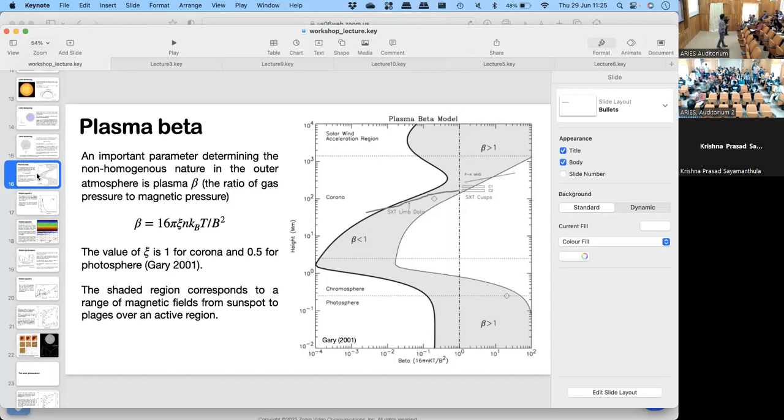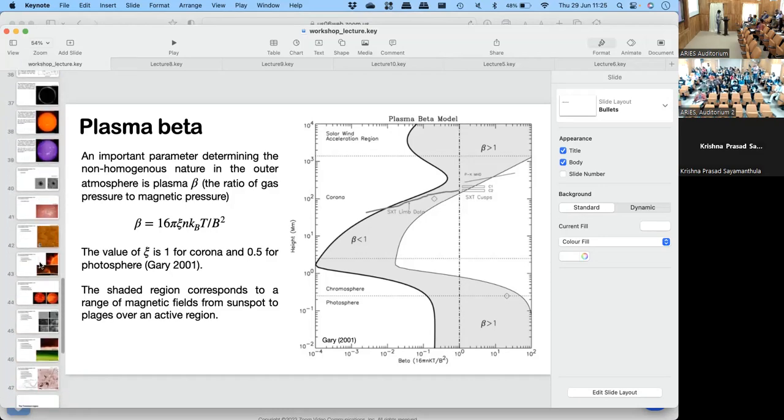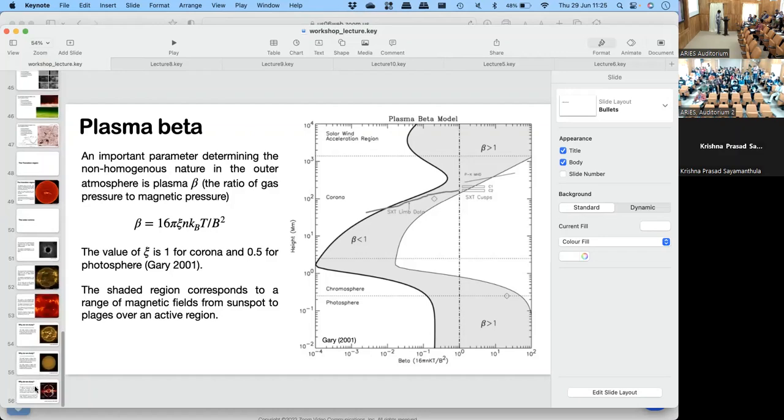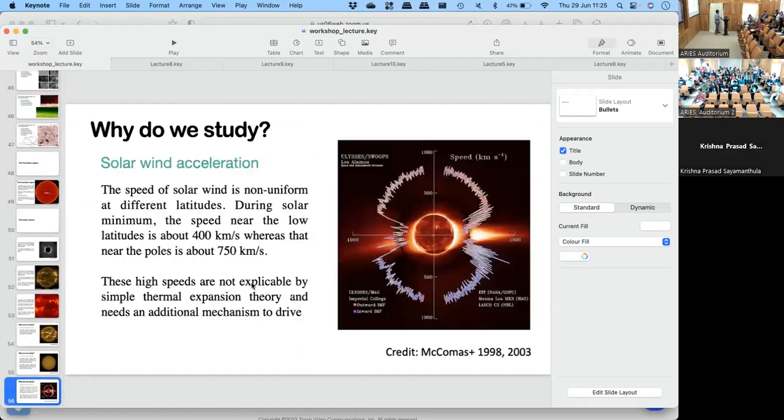Sir, at the end, you talked about a problem, maybe some faster wind speeds that are not explainable. So he also talked about some current sheets. I'm not sure, I haven't read about them, but some people would have tried to explain this with magnetic reconnection. Could you explain why that is?